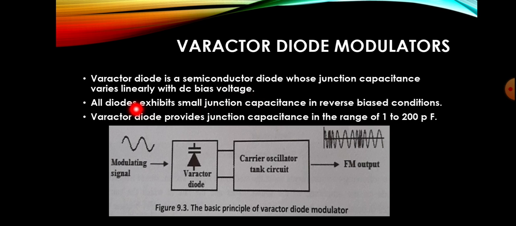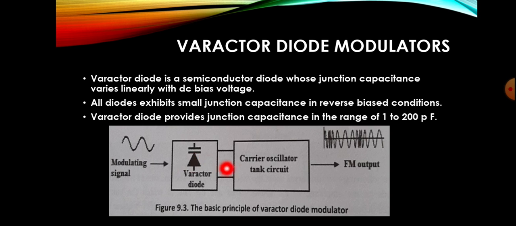Okay, and this Varactor diode is preferably working in the reverse biased condition. And we know that all diodes exhibit a small junction capacitance in the reverse biased condition, and in the case of the Varactor diode it provides junction capacitance in the range of 1 to 200 picofarad, that is greater than that of ordinary diodes. Let us see the basic principle of the Varactor diode modulator.